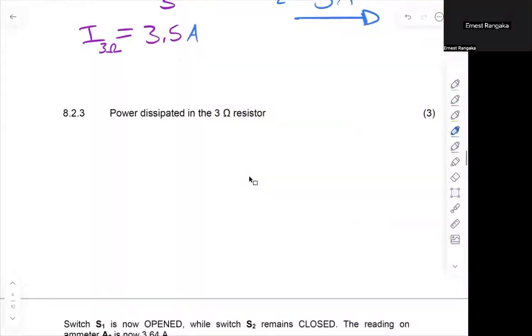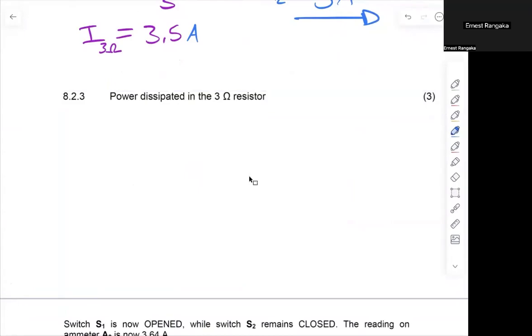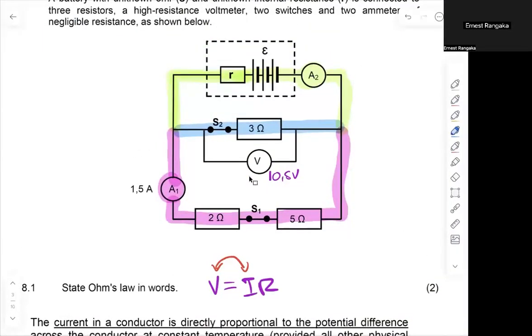Let's quickly go down to 8.2.3. Now they want us to calculate the power that is dissipated in the 3 ohm resistor. Let's look at what's happening in my 3 ohm resistor. The resistance is 3 ohms as given. We found that the voltage across there was 10.5. We also just worked out that the current through there is 3.5. We can use anything we want, but I want to use something with the resistance because that was given to me.